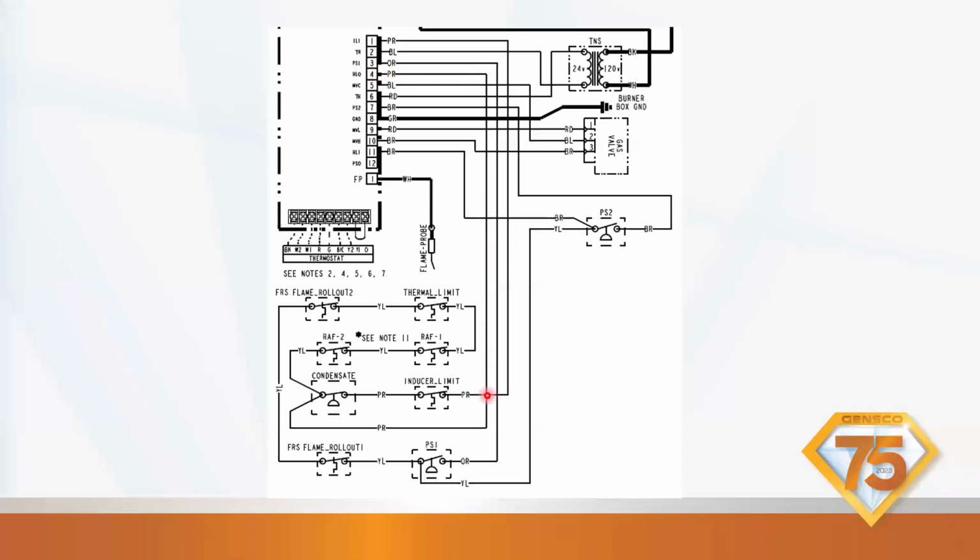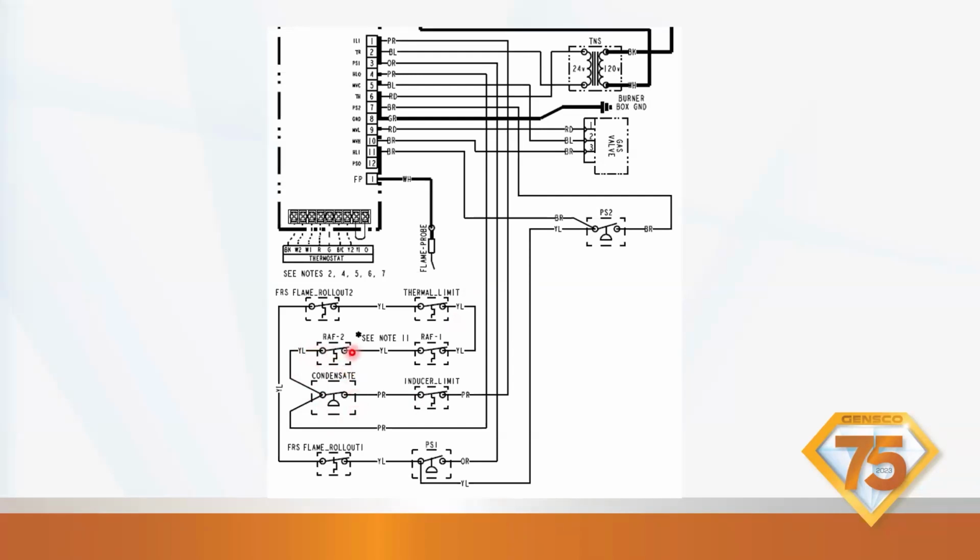It comes down, and it comes over, and it goes to this condensate switch. From here, it does go back through the switch because it's normally closed, through the inducer limit, and it comes back up to the board on ILI. ILI stands for inducer limit input. So we got an output and an input. But that wire also starts here at the condensate switch, and it jumpers off of there and goes over to another switch, this RAF, which I just talked about, which is our reverse airflow. And it's a thermal limit, as you can see from the symbol.